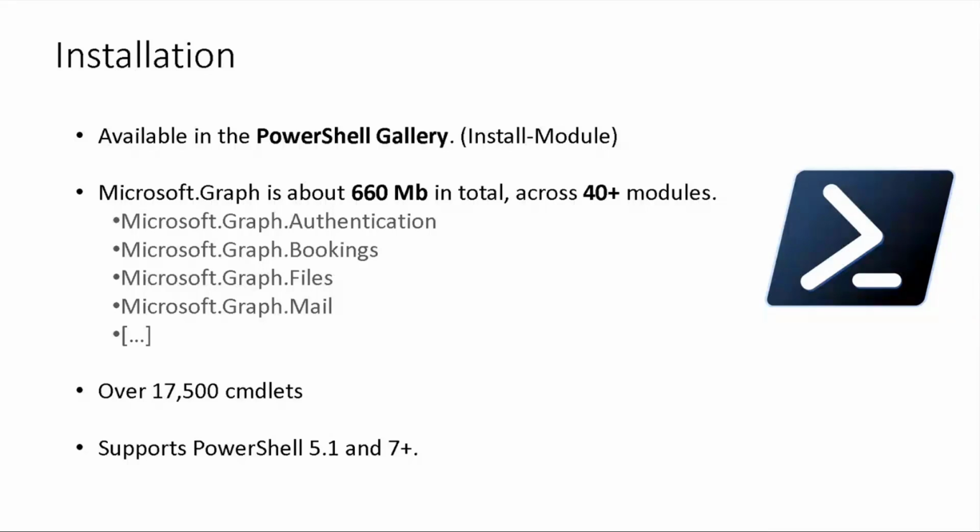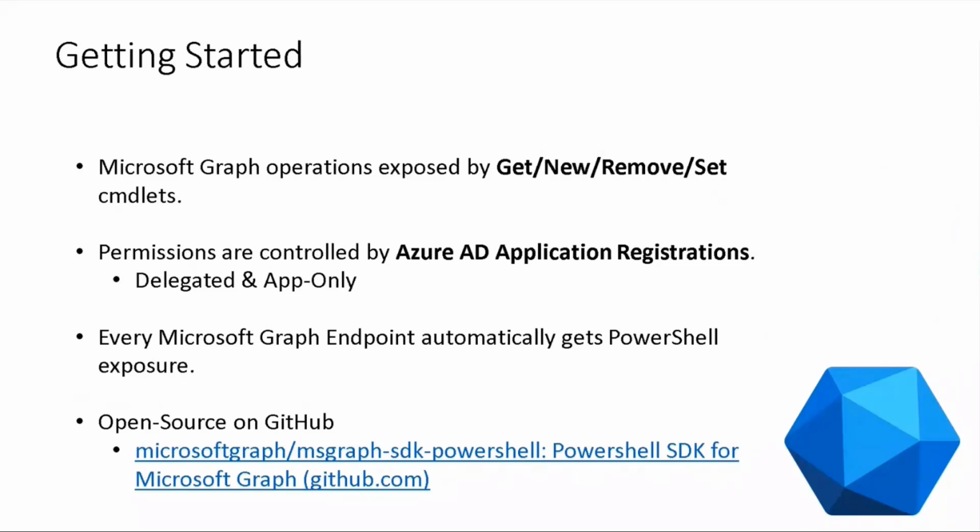Overall, when you install all the Microsoft Graph modules, we offer over 17,000 different commandlets in PowerShell. We support PowerShell 5.1, and we also support PowerShell 7 and above. Really important. Now, every single graph operation that is exposed is going to be exposed through various commandlets: the get, the new, the set, the remove. So essentially your CRUD operations: create, read, update, and delete.